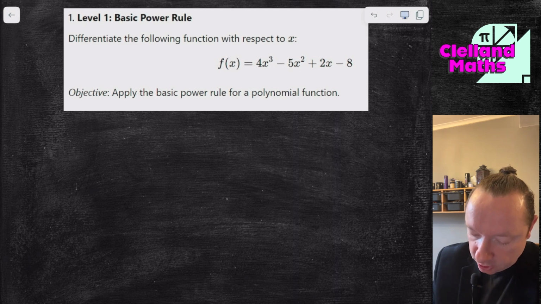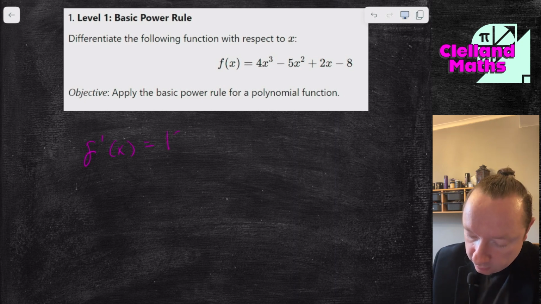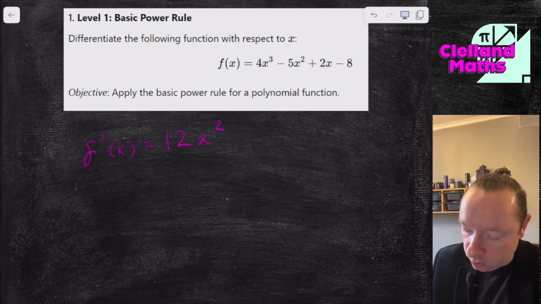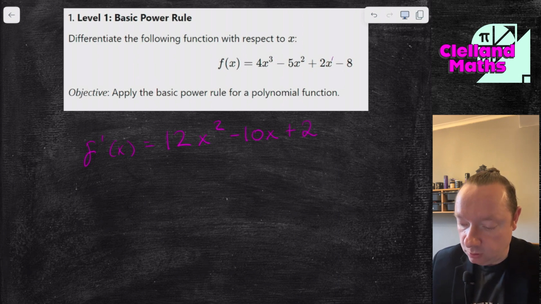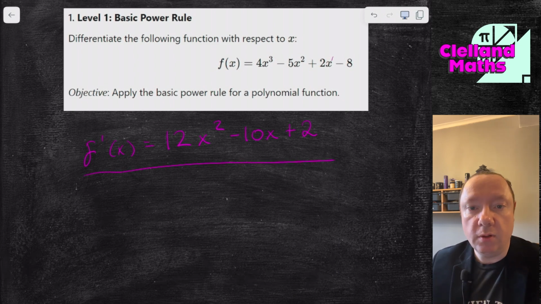So we've got f dash x, and we need to do, well, 3 times 4 is 12. Take the power down, x, and then take away 1 for the power, squared. Take the 2 down, 2 5s is 10, and then take away 1 for the power, so that's just x. And then 2x, well that's got a power of 1, so 1 times 2 is 2, and then x to the power of 0, so there's no x. So it should be 12x squared minus 10x plus 2. No need to factorise it, we just want the final answer there.